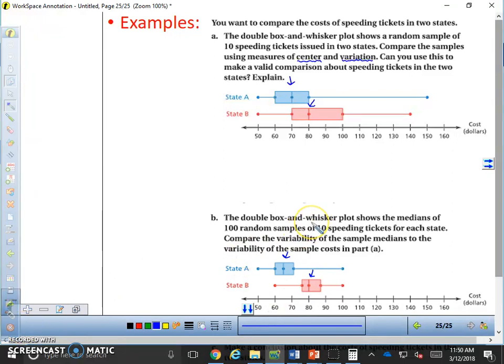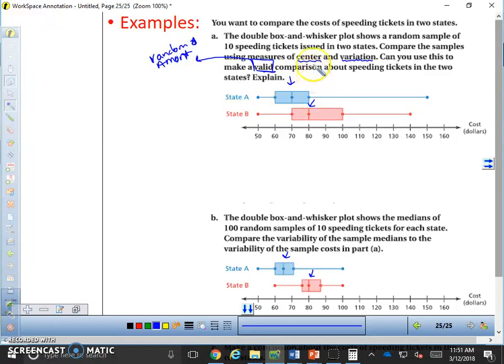All right. Now, I need to go back and retract what I said over here. I went back and thought about that. Can you use this to make a valid comparison? Remember, valid is talking about random and enough, an amount. Random, an amount. And we'll get back to that.